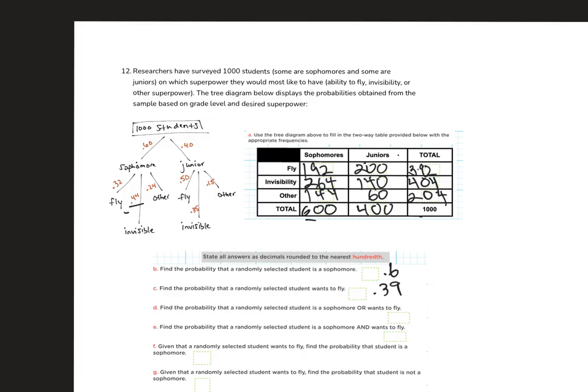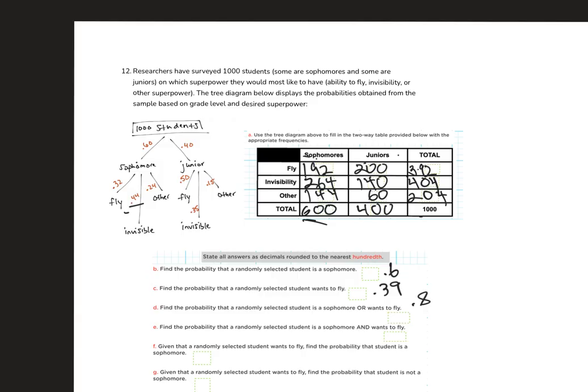The probability that a randomly selected student is a sophomore or wants to fly means that we want everybody in this row, in this column here, so the 600, plus the 200 juniors who do want to fly. So we add that 200 to the 600, and that would give us 800 out of 1,000, or 0.8. The other thing you could do is add the column total of 600 and the row total of 392, which would give us 992, but then you have to subtract the 192 here, because otherwise we'd be double counting them.